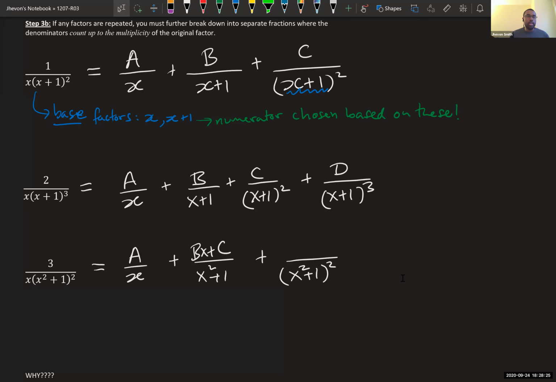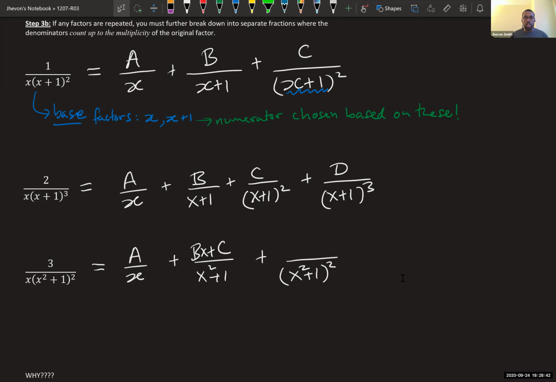Because if it's less, you might miss something. If it's more, it means it's not proper. You should have done long division first, right? You have to be exactly 1 degree less. This tells you that it's the most general thing that could not have been divided any further, right?